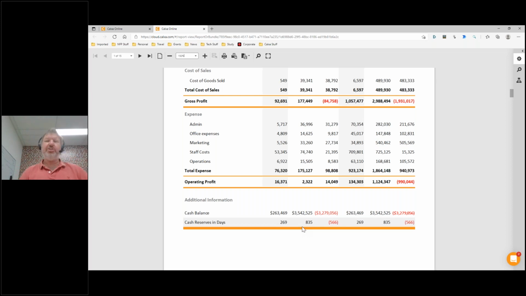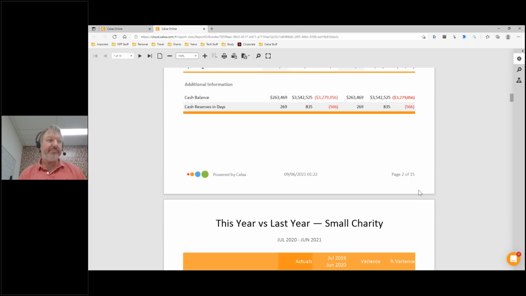Generally, in most cases, you would say if there was less than 90 days there, then that's a cause for concern, and you're vulnerable to cash flow issues. You're vulnerable to sudden drops in income.